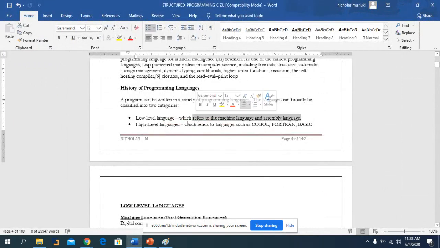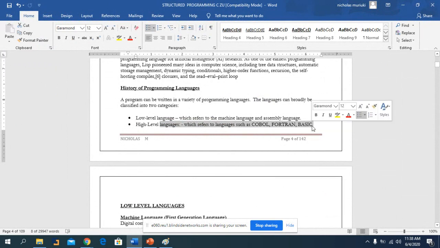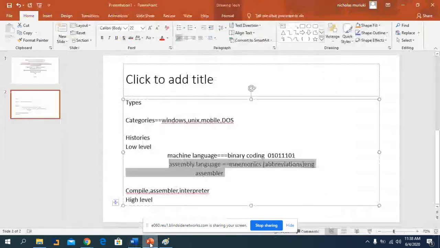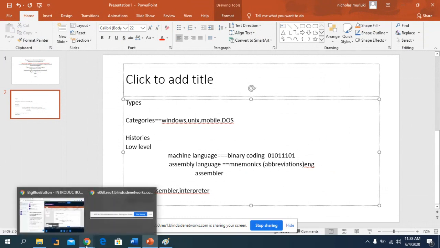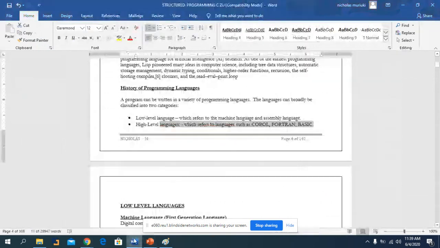But in a high level, this is where we have COBOL, Fortran, Basic, etc. And in high-level languages, we are interpreting the code in a manner that the user will be able to understand, from low-level to high-level language, and from high-level language to low-level. So we are looking at two ways of interpretation. And when you're looking at these two ways of interpretation, we are able to understand that the users are able to understand the code.